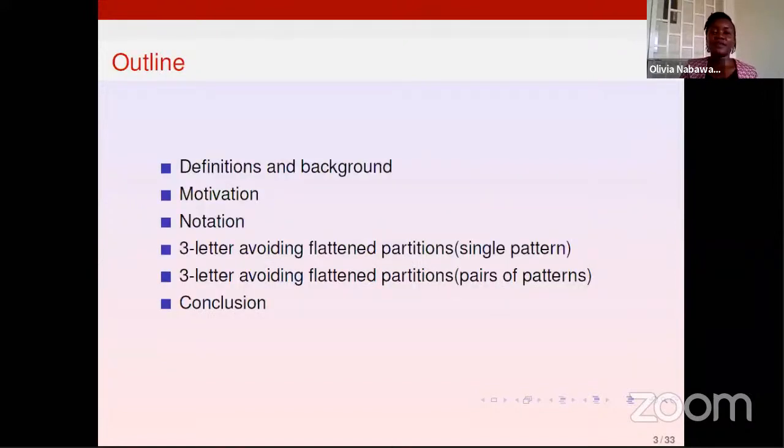This will be the outline of my presentation. I'll begin with some definitions and background. I'll move to the motivation, the notation that I'm going to be using throughout my talk. Then I'll talk about three-letter avoiding flattened partitions, and these are in two cases. I'll first consider flattened partitions avoiding a single three-letter pattern. Then I'll look at flattened partitions avoiding a pair of three-letter patterns. And then I'll conclude my presentation.